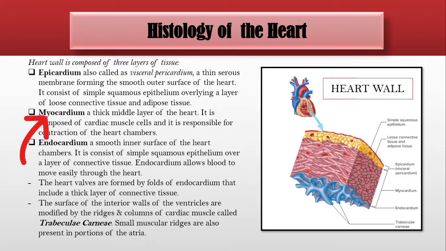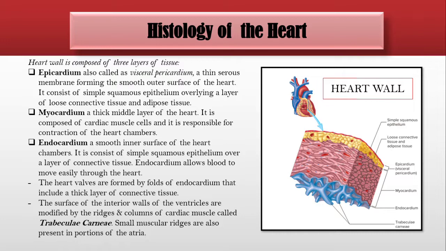Next is the myocardium. It is a thick middle layer of the heart. It is composed of cardiac muscle cells and it is responsible for contractions of the heart chambers. And lastly, the endocardium. It is the smooth inner surface of the heart chambers, and it also consists of a simple squamous epithelium over a layer of connective tissue. The endocardium allows blood to move easily through the heart.